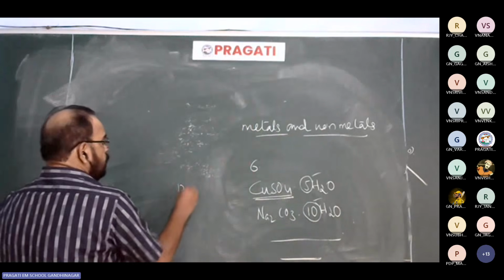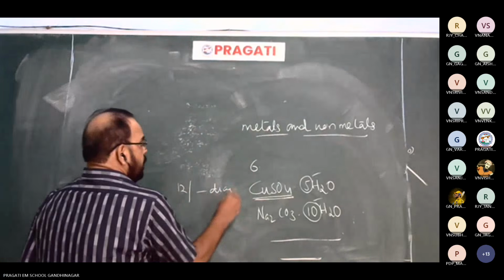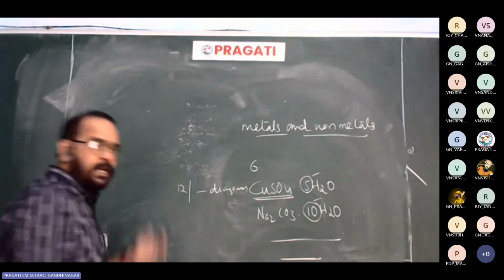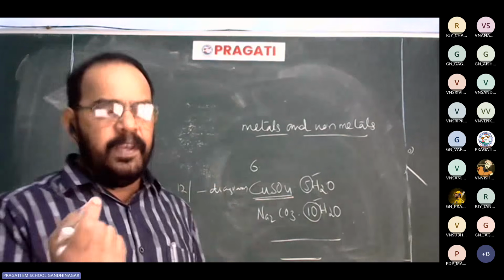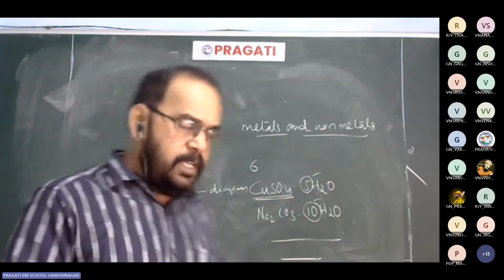Even in the diagram section you have a choice. Question number 12, the diagram section, has a choice. You can write both diagrams. If there is any small mistake anywhere, why should you lose the mark? So the 12th question is there.